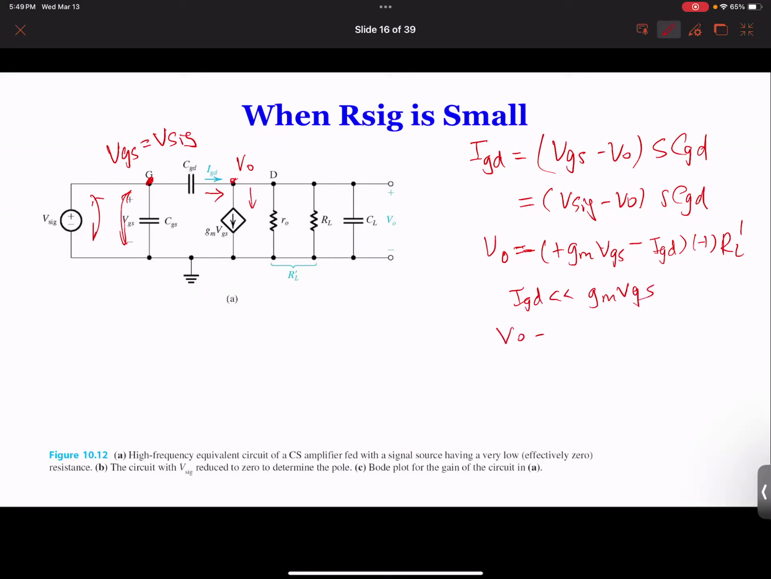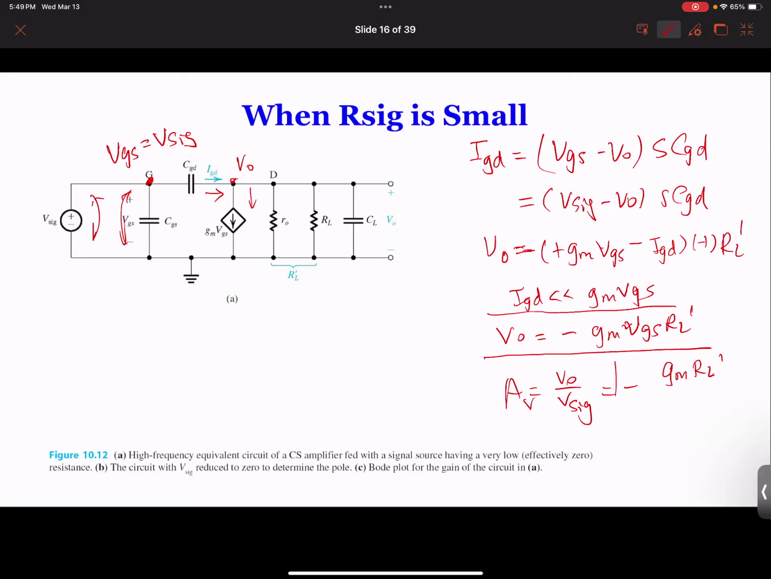So therefore, we can write VO equal to minus gm VGS RL prime. So now, if you wrote this, your gain becomes VO over VSIG equal to minus gm RL prime, nothing else. So this is what your gain is. It does not impact the output if you neglect the gm times VGS. So in fact, if you neglect the VGD.